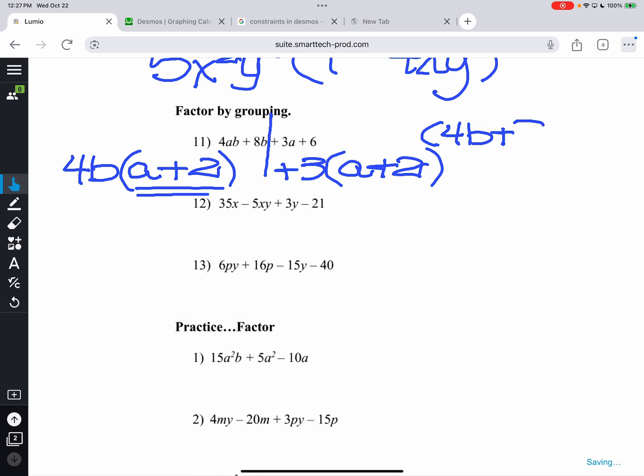And then you take the left behind, that identical, and you write it one time as a binomial, a plus 2. So you have 2 binomials. How do we check binomials? We FOIL, okay? So I'm not going to write it, but I'm going to state it. So first, 4b times a is 4ab. And that's what we wanted. Our outer will be 8b, and that's what we got. Our inner is 3a, and our last is 6.